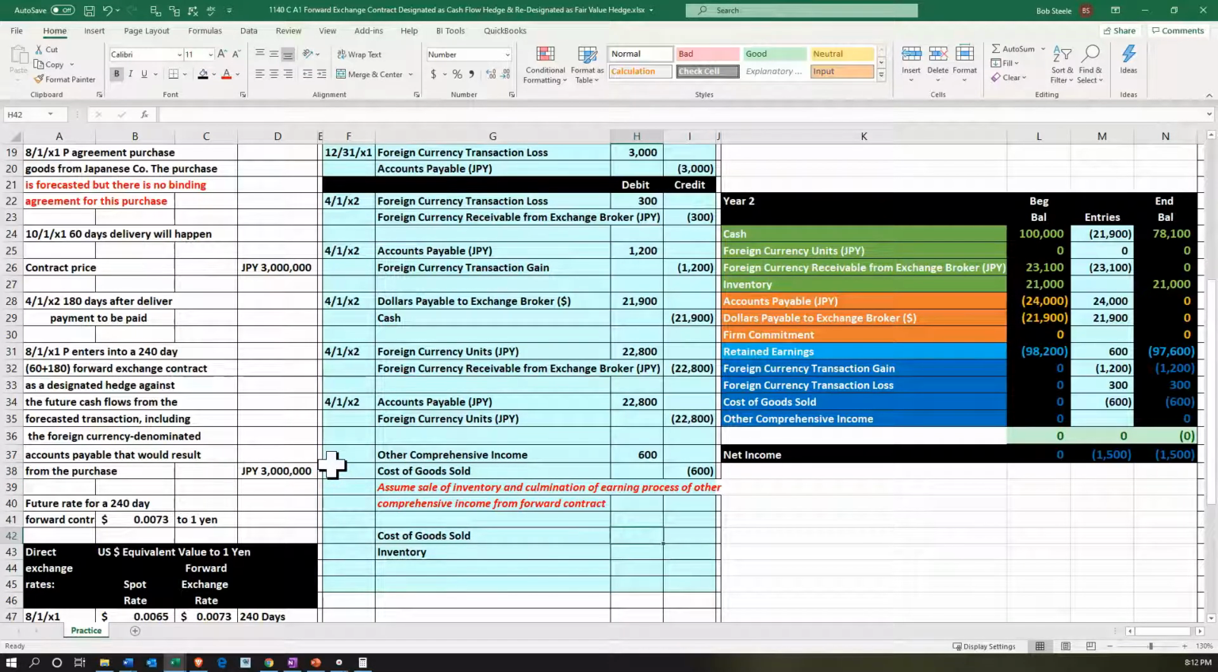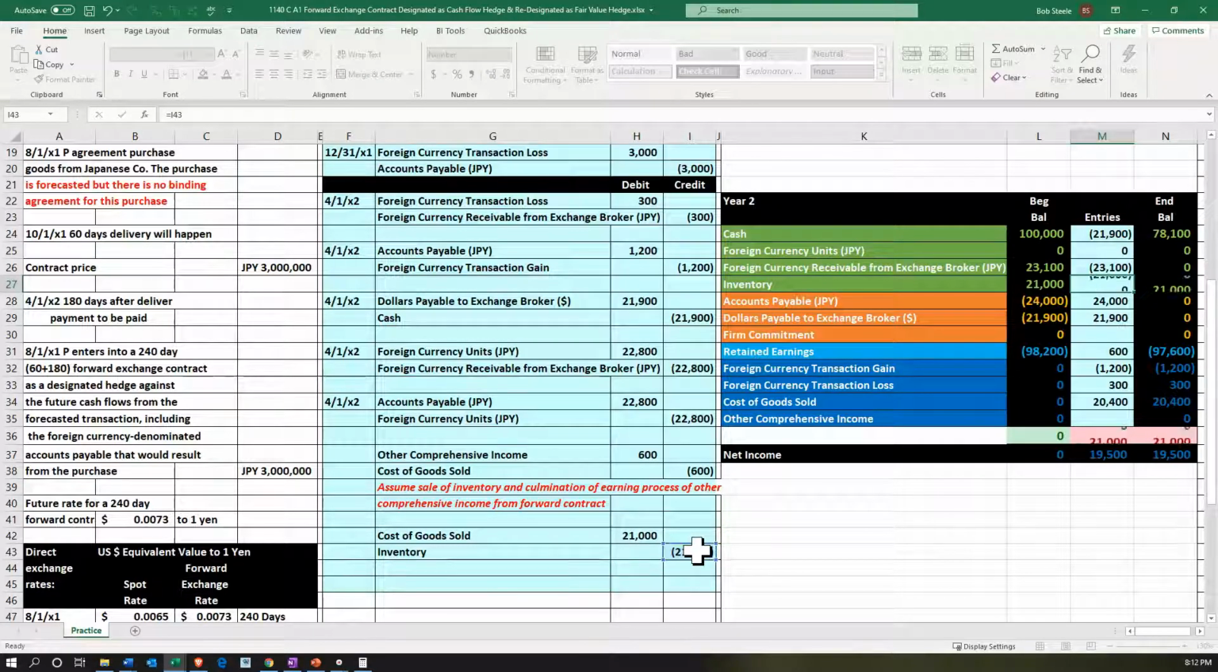So this is going to be then what is in the inventory, which is the 21. So this is going to be equal to the 21,000 if we assume it's sold, the debit and credit there, then cost of goods sold, double clicking on it, something's in it, going to the end of it plus that 21,000. And then the inventory is going to be equal to the 21,000 here.